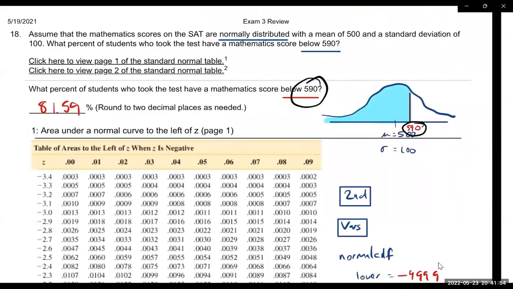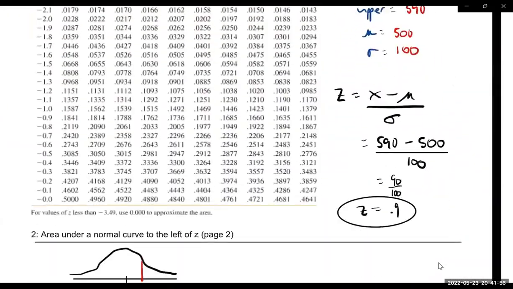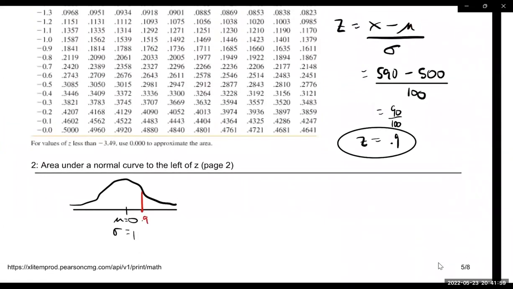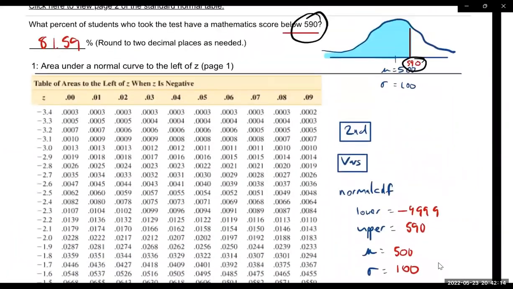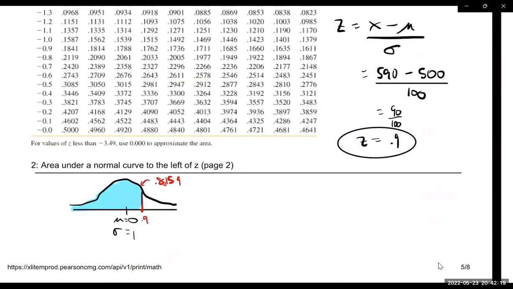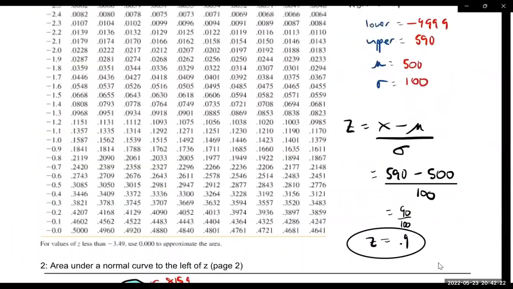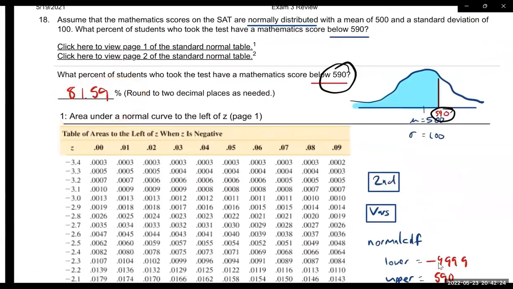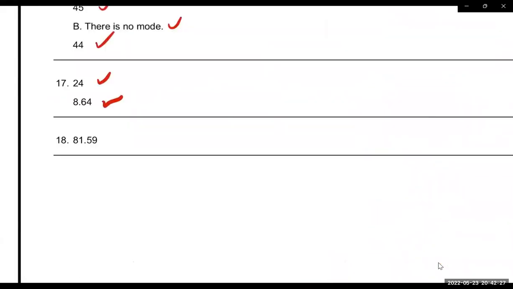That's exactly what we got on the calculator, remember? 0.8159. But then they want percent, so that means you move the decimal two spaces to the right. 81.59%. So let's look at the answer key, make sure we got that right. And we did. All right.